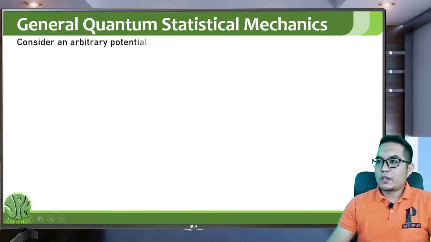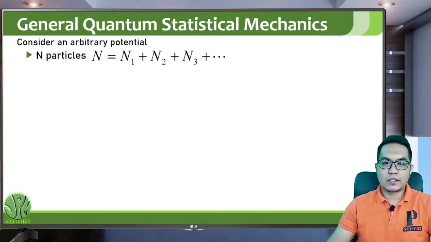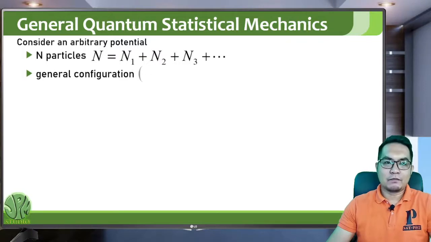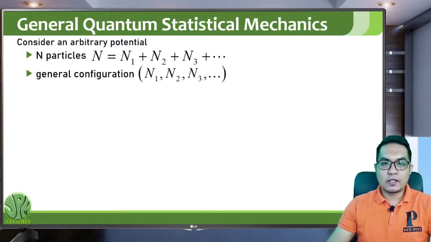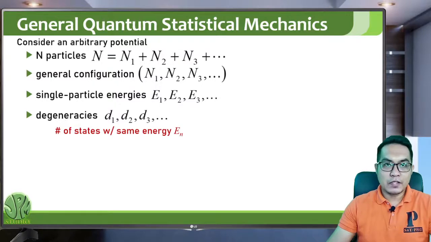Suppose you have an arbitrary potential energy U, and there are N particles in this potential, where N is just the total number of particles, or the sum of all the occupation numbers N1, N2, N3, and so on. The general configuration is the collection of all occupation numbers N1, N2, N3, and so on. And you have single particle energies E1, E2, E3, and so on. Each of these single particle energies has degeneracies d1, d2, d3, and so on. It's just the number of states with the same energy.